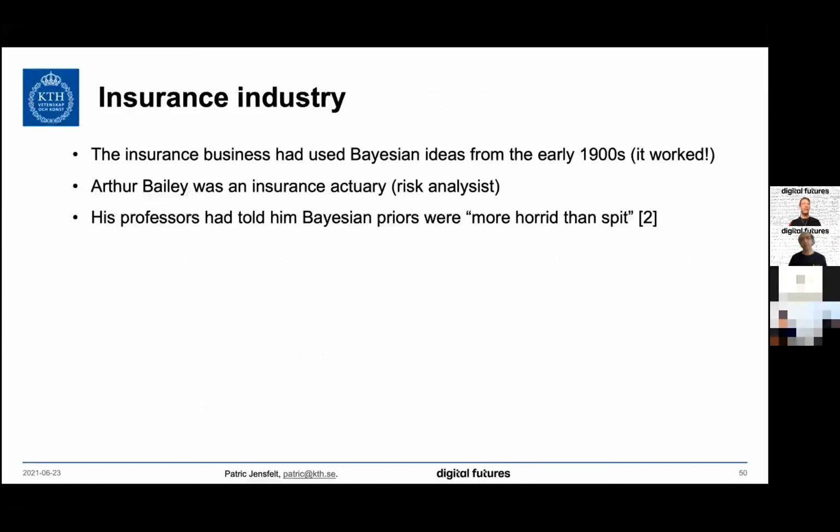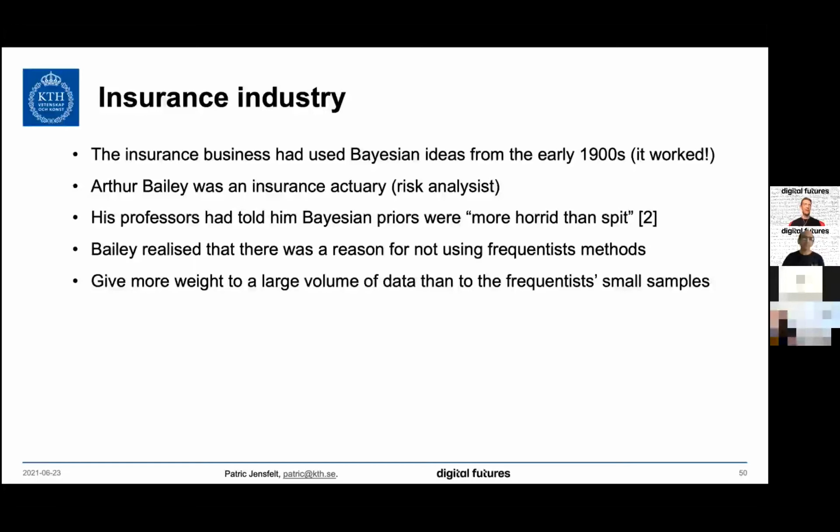Arthur Bailey was an actuary, so he was a risk analyst. He had studied, and his professor had told him that Bayesian priors were more horrid than spit, which I think is a pretty strong statement. But he really set out to show that, because his professors told him the frequentist approach is the way to go. And he knew that they were using Bayesian methods, so he set out to show that what they were doing was bad. But then he realized that actually it was a pretty good idea.